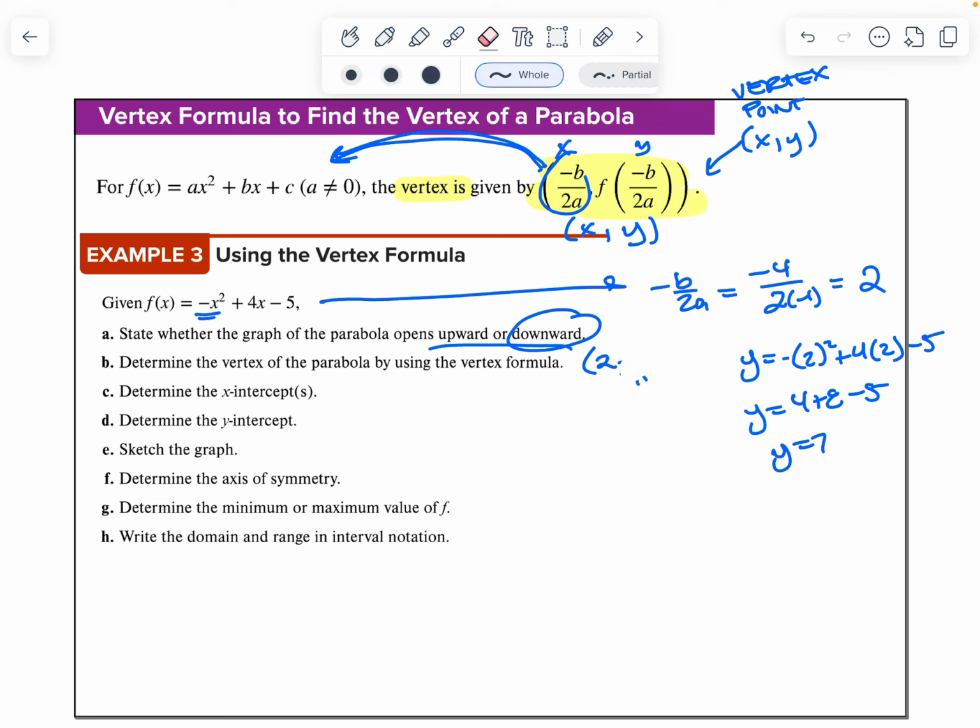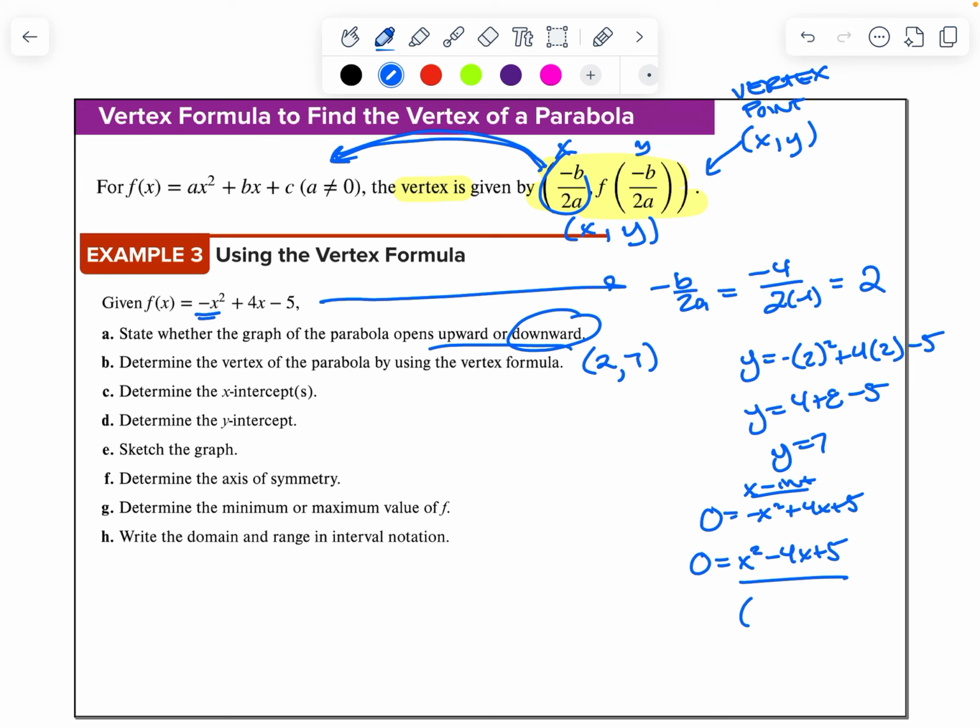Find the x-intercepts, so that'd be 0 equals negative x squared plus 4x plus 5. Remember, anytime you want to find the x-intercepts, you sub a 0 in for y. You can divide everything by negative 1 here just to make your problem look a little nicer. X squared minus 4x plus 5. And then do star method with this and get x minus 5, x plus 1. So then the x-intercepts must be 5 and negative 1.